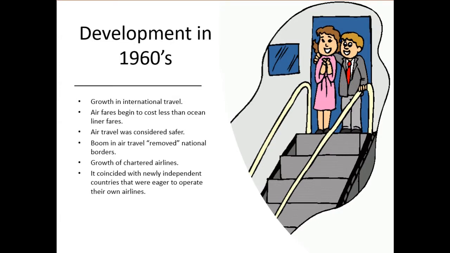The developments in the 1960s actually made Boeing a huge success as well. This includes the growth in international travel, obviously, and also the airfare started to decrease compared to the ocean liner fare. Now, if you look at the airfare and the cruise fare, you will see that cruises are more expensive compared to air. So airfare began to cost less than the ocean fare.